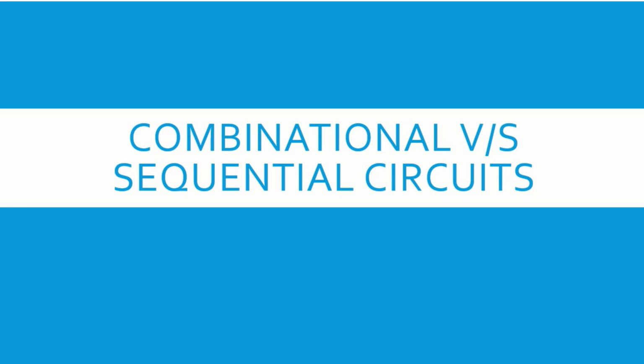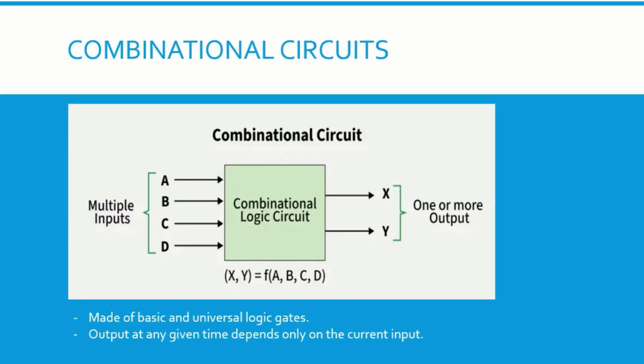Hi, in this video, let's look at combinational and sequential circuits. Combinational circuits are made up of basic and universal logic gates, that is, basic gates AND, OR, and NOT, and universal logic gates like NAND and NOR.